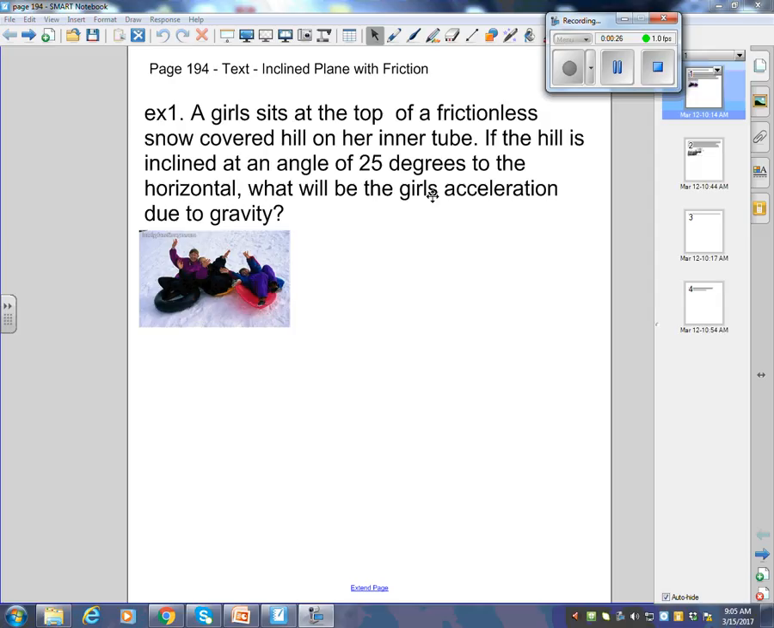You remember what happens on a frictionless hill? I mentioned it a few days ago. I know it's been kind of a weird unit. You'll notice that the mass of the girl is not pointed out at all, is it? You don't need the mass, Connor? Why not? You saw something somewhere.